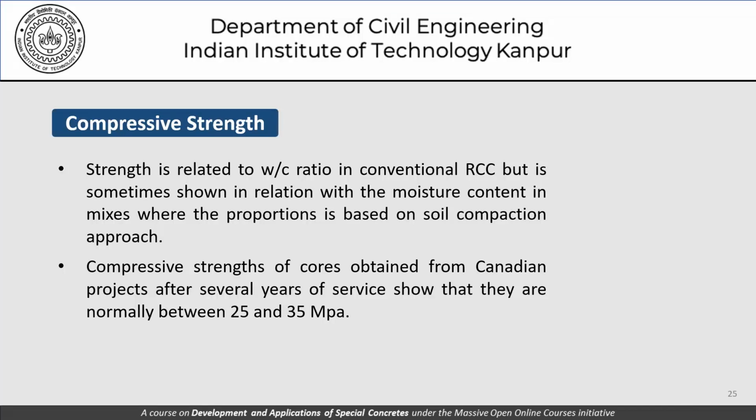Compressive strength, of course, obtained from Canadian projects after several years of service show that they are normally between 25 to 35 MPa. But of course, this 25 to 35 MPa is also related to what kind of water cement ratio was used. Having said that, let me just mention to you that even though I use this term water cement ratio, please remember that cement does not necessarily mean only cement products, does not only mean ordinary Portland cement. It could also include other cementitious materials.